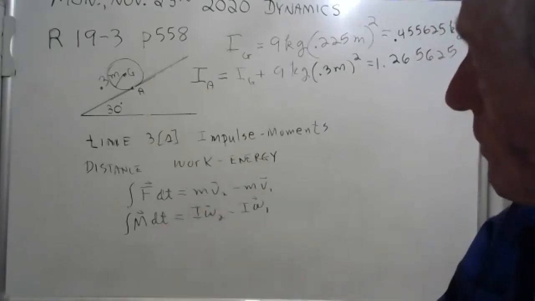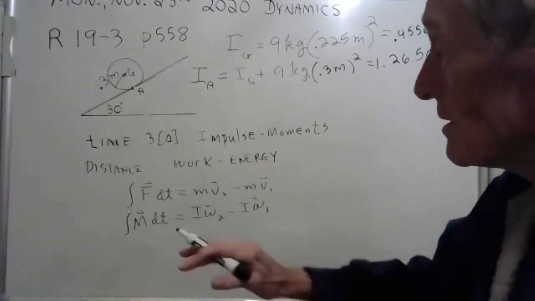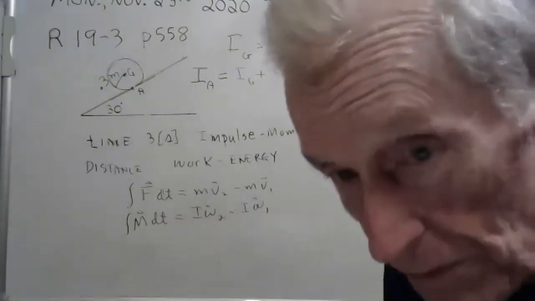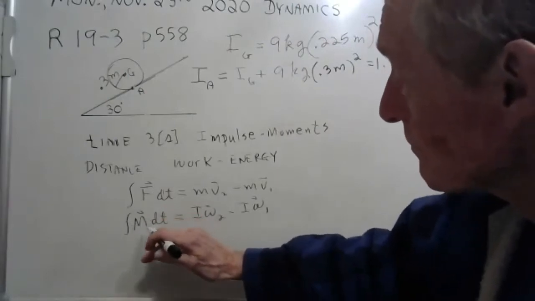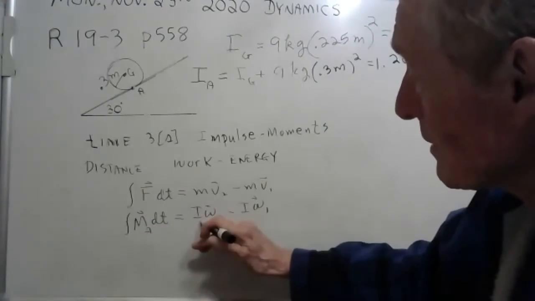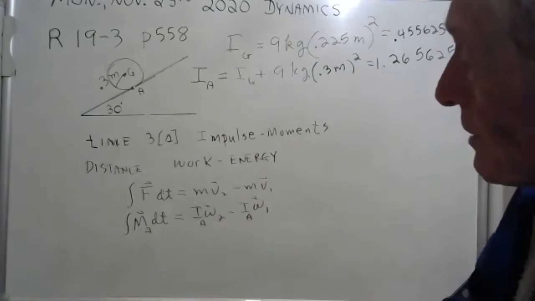Well, we could use both of them. That'd be all right. And why don't we do this one here. Do I have room there? Yeah, I got some room. Okay, now what we're going to do, since it's rolling, we can do these about point A.